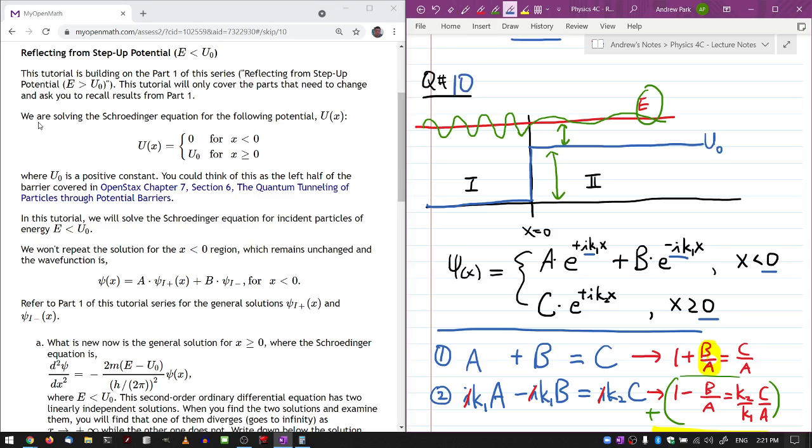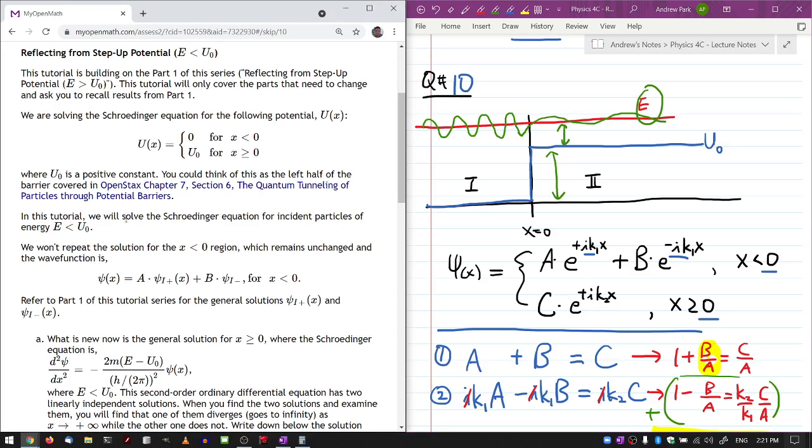We are solving the Schrodinger equation for the same potential as before. U naught is a constant. We'll solve the Schrodinger equation for incident particles of energy less than the potential barrier. Okay, let me reflect the change here.